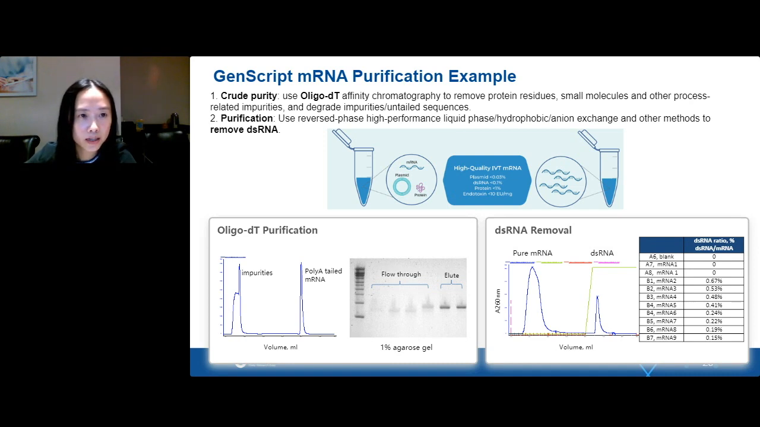And another is purification where we use several methods, for example, anion exchange to remove dsRNA. And here we can see the picture of the results.